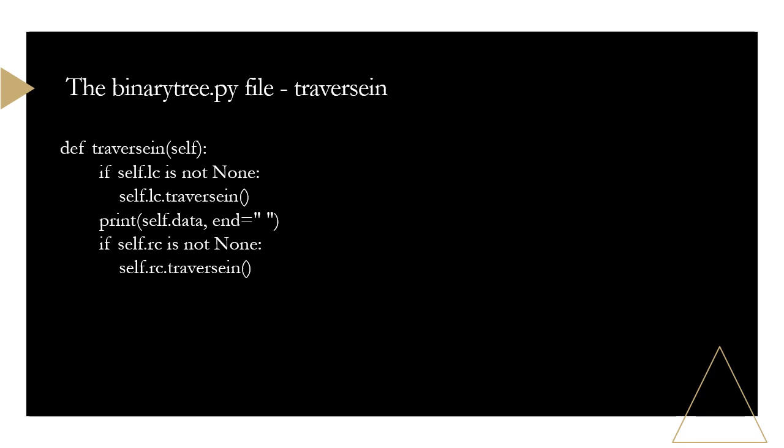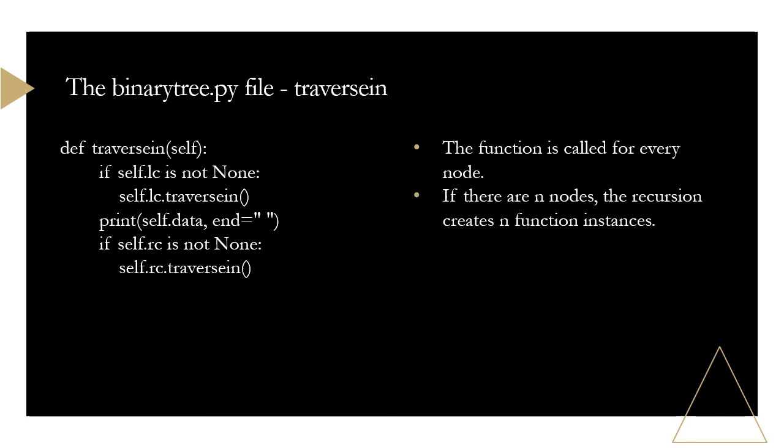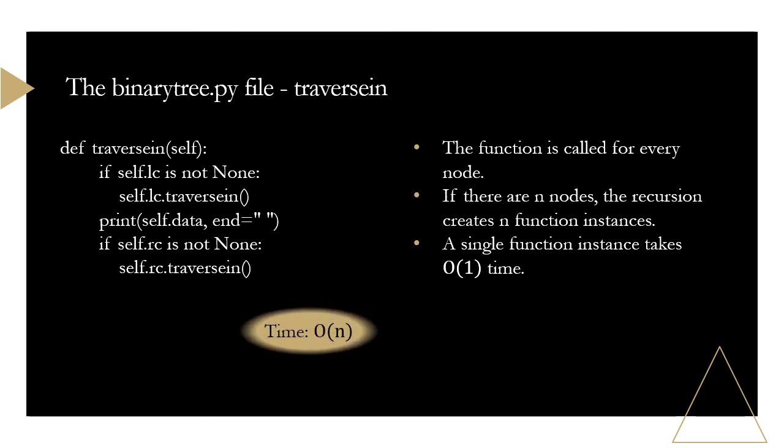You can see that this is a recursive implementation. The function is called for every node. If there are n nodes, the recursion creates n function instances. A single function instance takes O(1) time, so the whole recursion takes O(n) time.